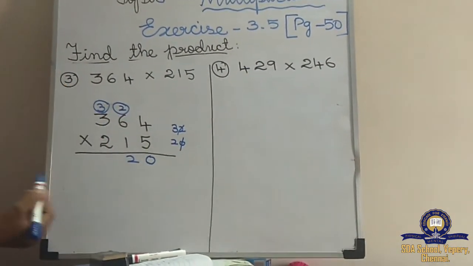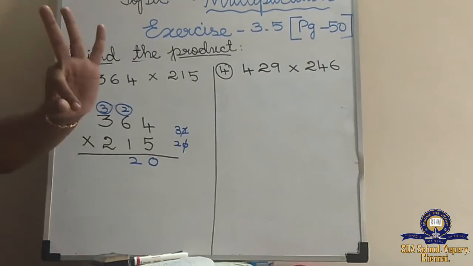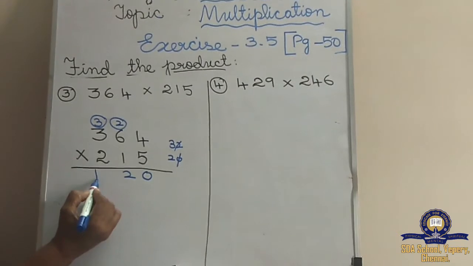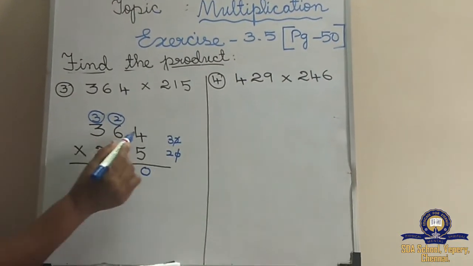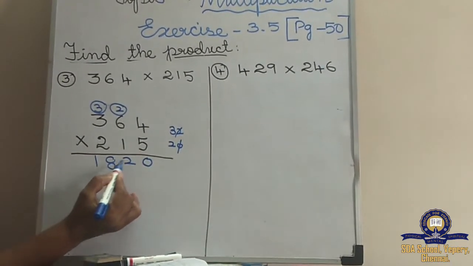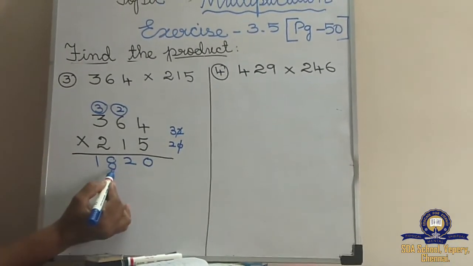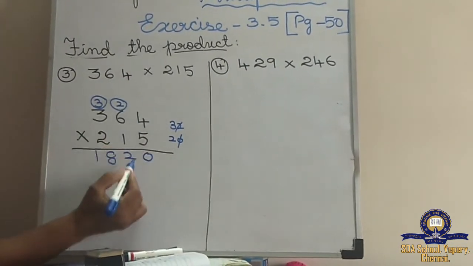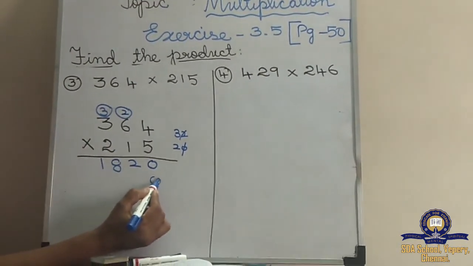5 3s are 15. 15 plus 3, 16, 17, 18. So 364 multiplied by 5, what answer, children? 1820. Before going to the tens column, what you have to do? You have to put 0 here.